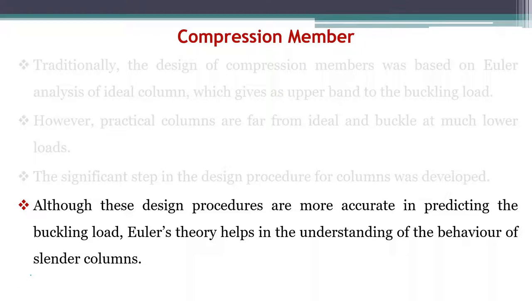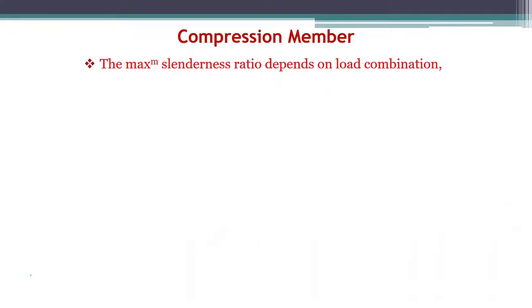And with that knowledge, because Euler theory gives the upper bound value of the buckling load, if you design by following the procedure given in IS 800-2007, then the design can be done accurately. The maximum slenderness ratio depends on load combination.